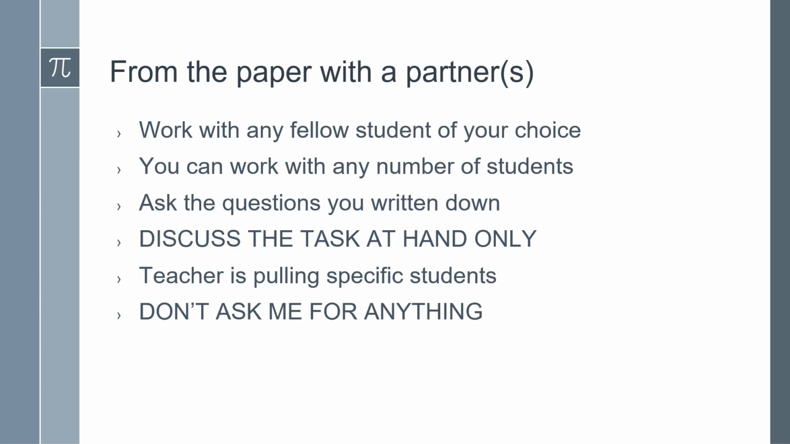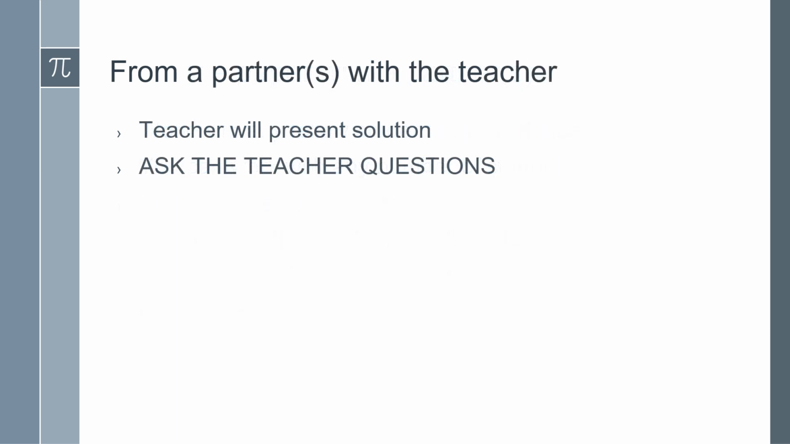When you are working with partners, you can work with any student you choose to. I do not care which. You can work with a number of students, so it could be one up to the whole class if you want to. Ask the question that you have written down from the previous step. Discuss only the task at hand. I'm going to be pulling specific students, but don't ask me for anything. After we get to the partner stage, that's when you ask me questions and I will address them or I will discuss misconceptions.